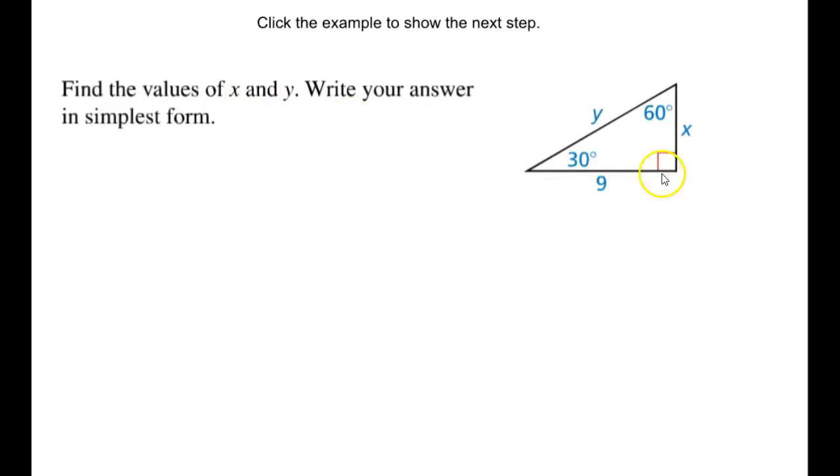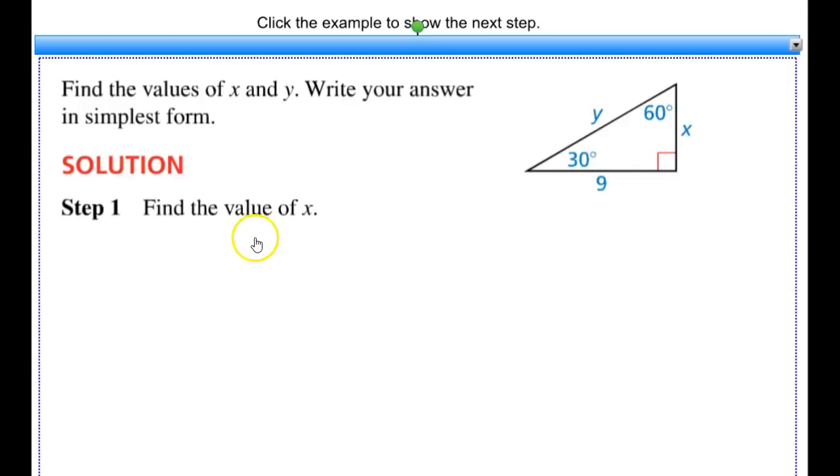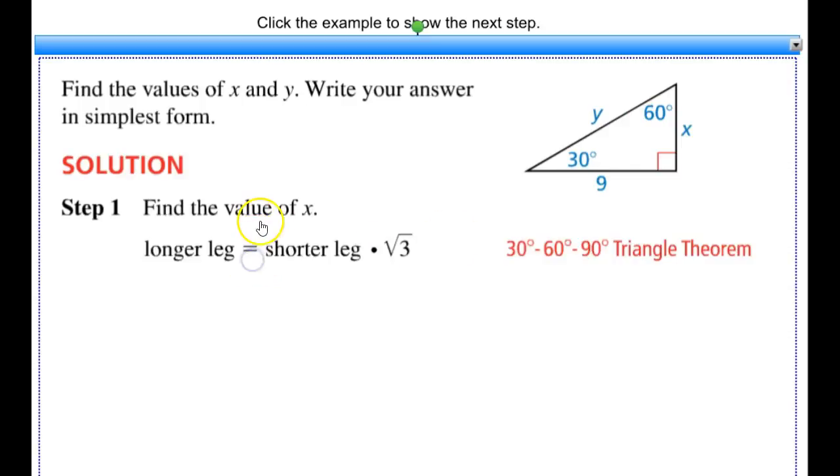So I notice here I have a right triangle, and I have a 30, 60, 90 triangle. Now I'm given the long leg, because that's the thing that's across from the 60 degrees, and I have to find the short leg and the hypotenuse. So first I want to find the value of x.